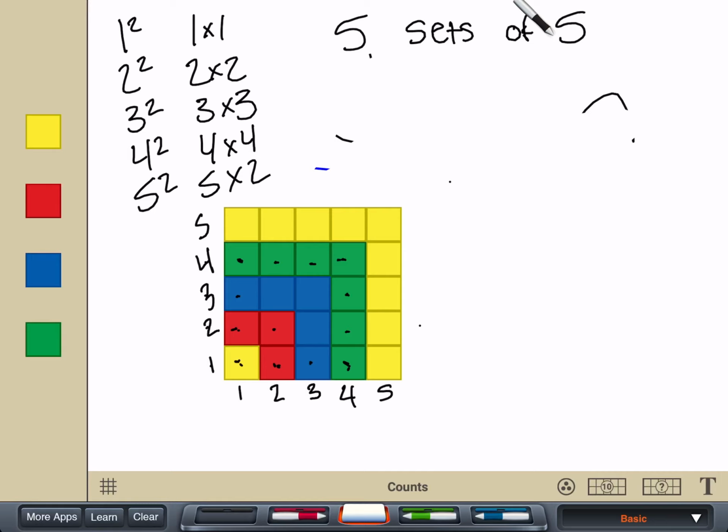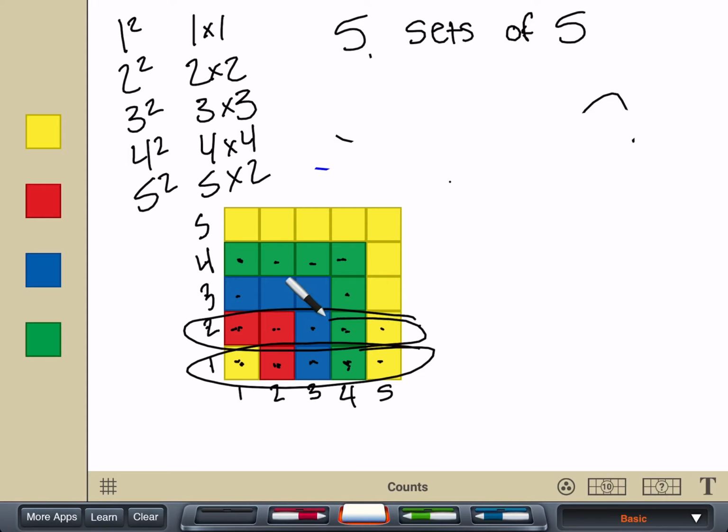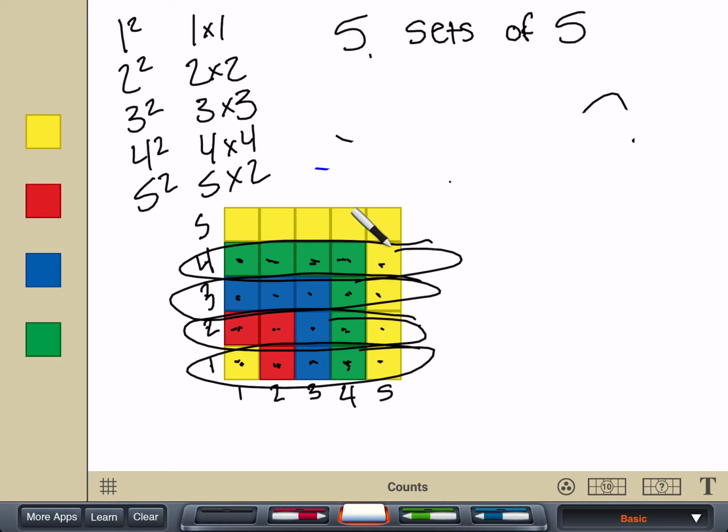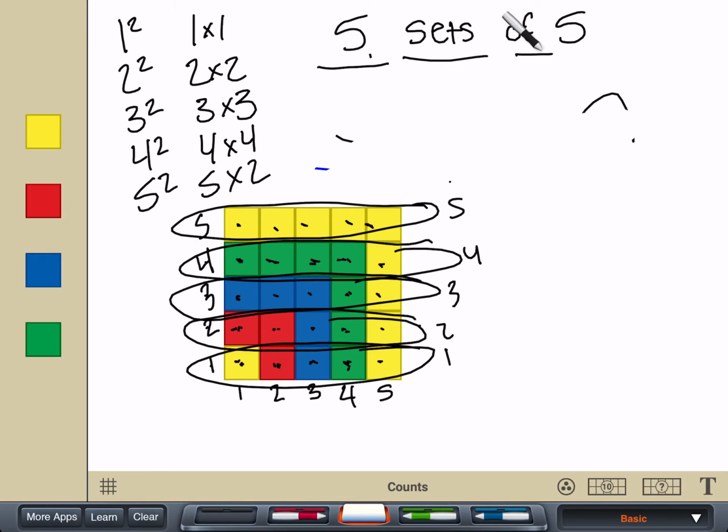So let's count and make sure. Okay, let's count along the bottom. 1, 2, 3, 4, 5. There's one set of 5. 1, 2, 3, 4, 5. There's another set of 5. 1, 2, 3, 4, 5. There's 3 sets of 5. Another one. Another one. So we have 5 sets of 5.